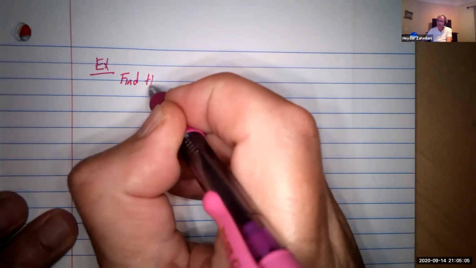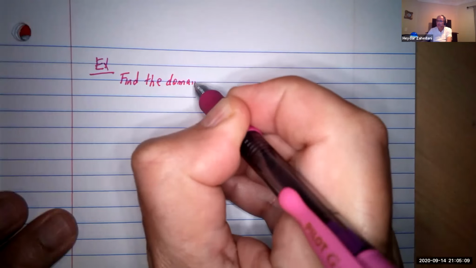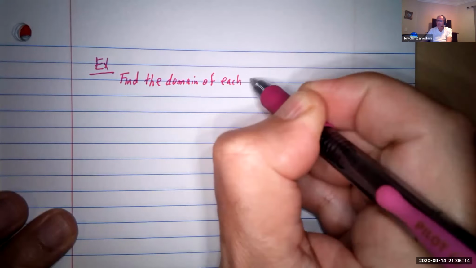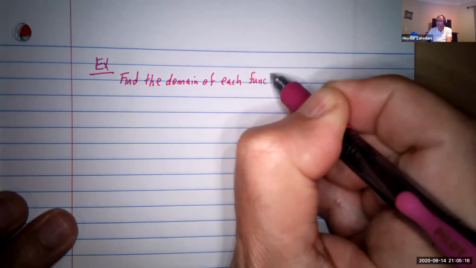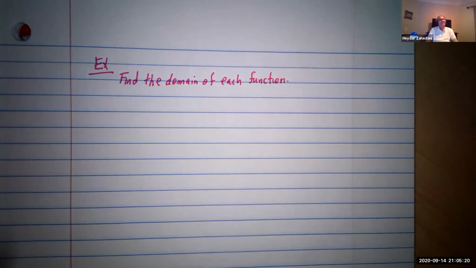Okay, let's take this one too. Find the domain of the function. Domain of each function. Remember, the domain is x values. The x values that can go through the machine. Those would be the domain of the function.